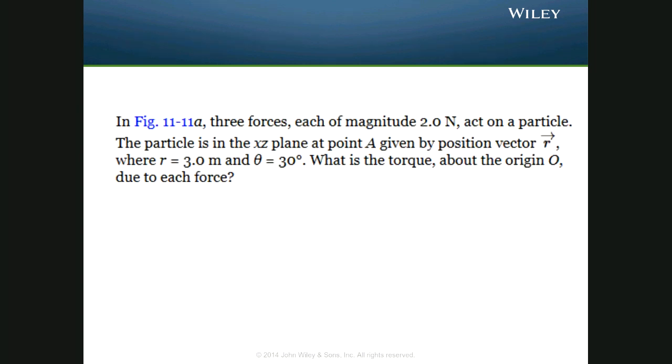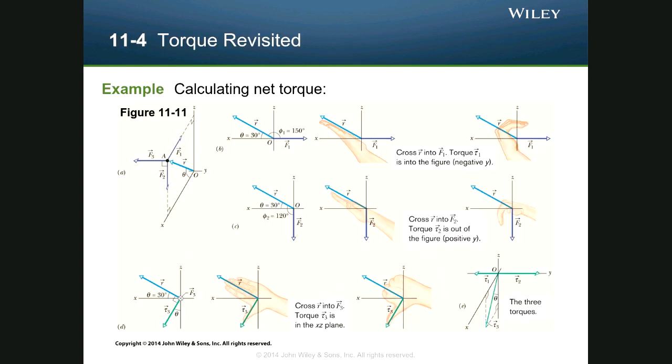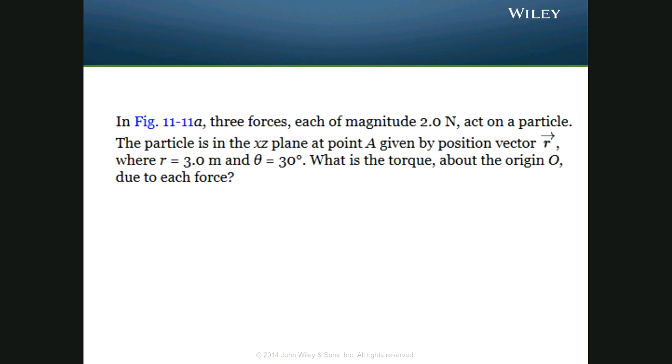All right, so we have a figure, which I didn't show. I think it's in the next thing. So there, we'll see a figure. It'll be here. This is figure 11A, right? And we have three forces of magnitude equal to 2 newtons that act on a particle. The particle is in the xz plane at a point A, given by position vector r, where r is equal to 3 meters and theta is equal to 30 degrees. What is the torque about the origin due to each force?